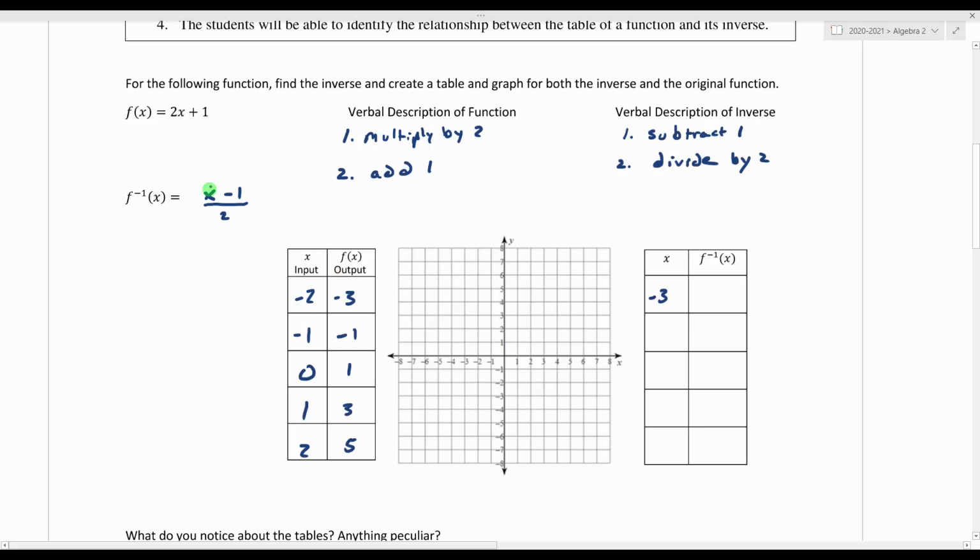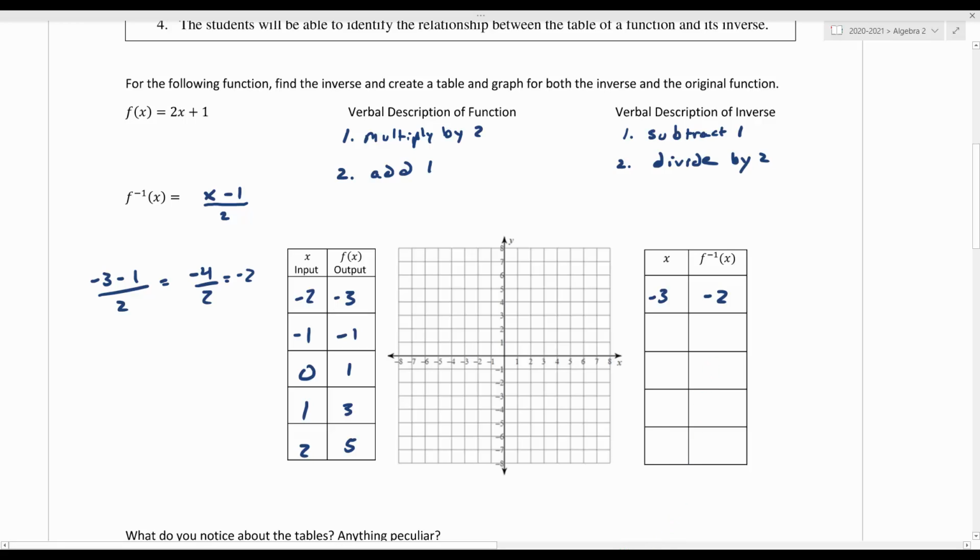So I'm going to take a -3, I'm going to put it in here for x, right? So we got -3 minus 1 over 2, right? So let's do this in order, right? First, we're going to subtract 1. -3 minus 1 is -4. And then we're going to divide by 2. So -4 divided by 2 is -2. So sure enough, when I put the -3 in, I got a -2 out.